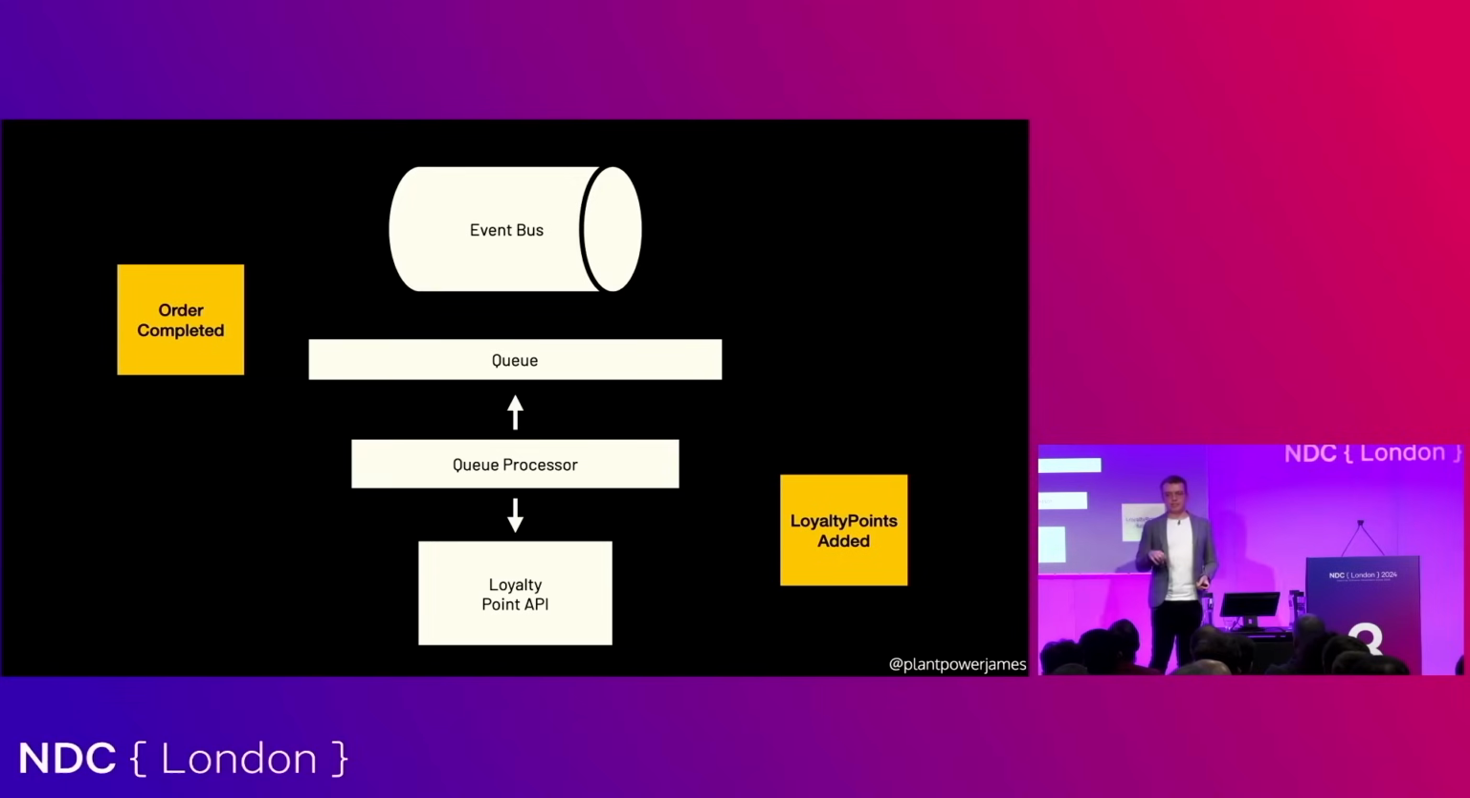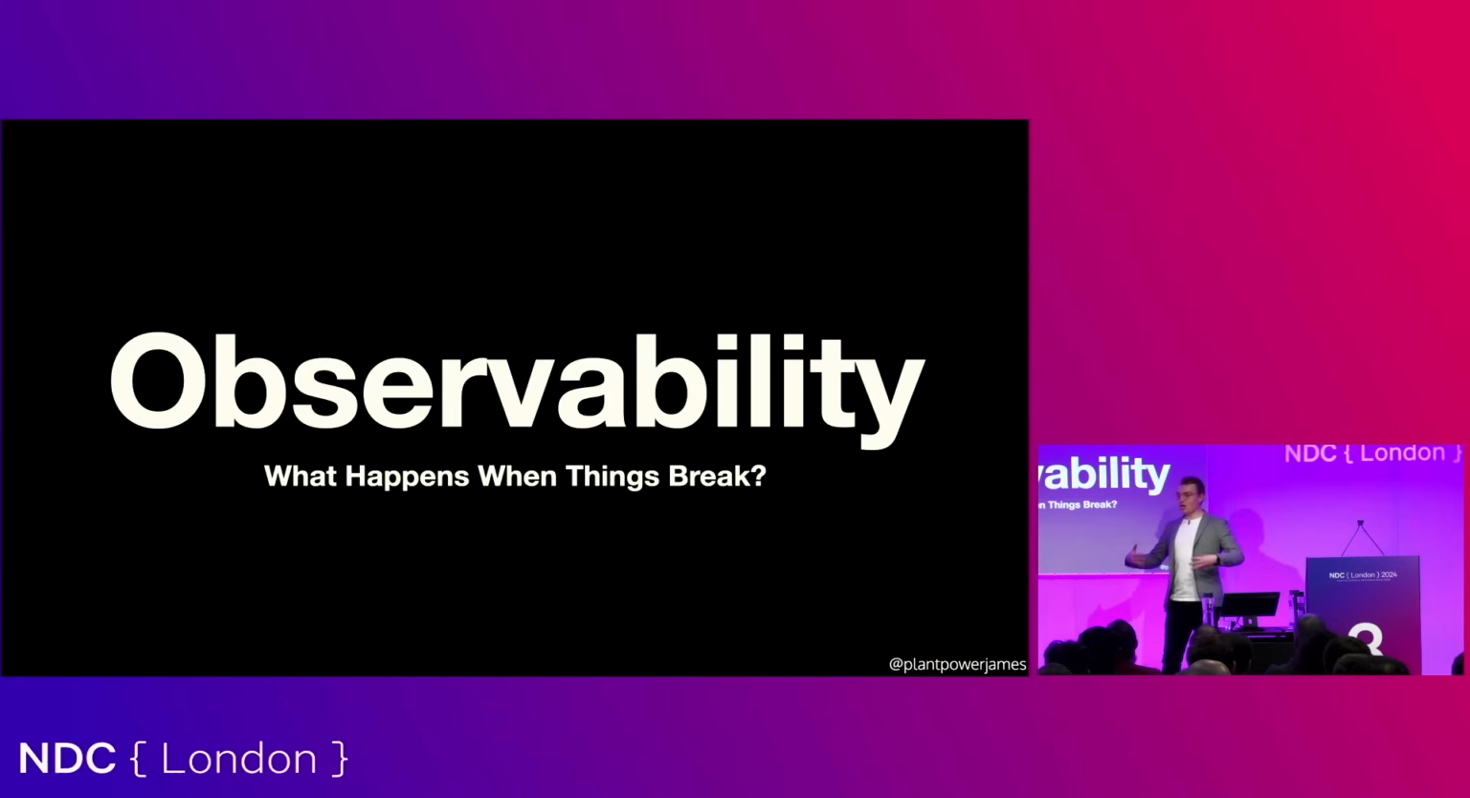What happens in an event-driven architecture when things go wrong? Who's ever had a system break for a reason that they didn't even know was possible? Yeah, hopefully every single hand. If they haven't, I want to speak to you afterwards because I want to know how you found out. What crystal ball do you have? And this is where observability is really important.